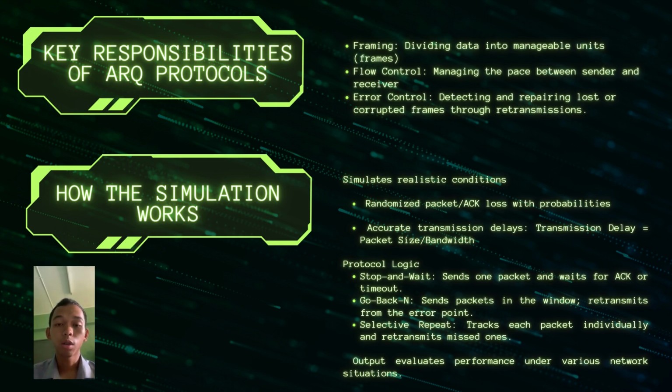Now, let's look at how the simulation works. It simulates real network conditions by using random packet or ACK losses. It also includes realistic delays based on packet size and bandwidth. The logic of each protocol is applied. Stop and wait sends one packet at a time. Go-Back-N sends multiple packets and goes back if there's an error. Selective repeat resends only the specific packets that were lost. The simulation helps us measure how each protocol performs under different network conditions.